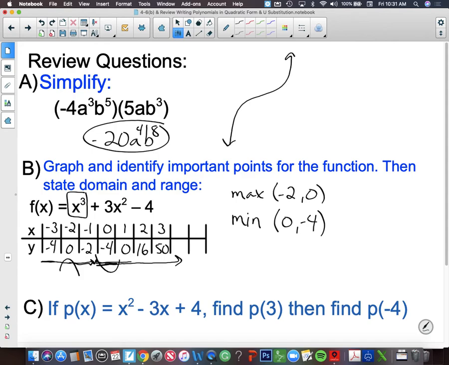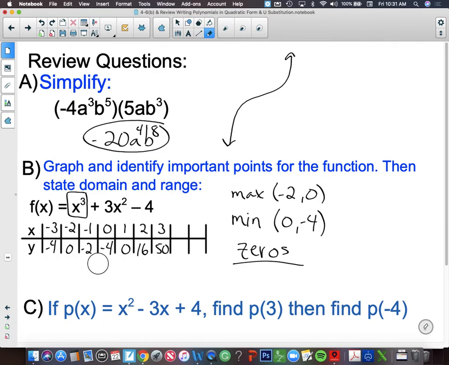And then we need to identify zeros. So we actually have 2 clean zeros here. I got 2 exact zeros when I do my XY chart. Remember, whenever you get a 0 in the Y value, that would be where it crosses the X-axis. So we got a 0 at -2, 0, and then we also have a 0 at 1, 0.